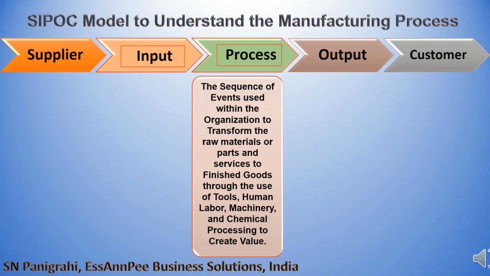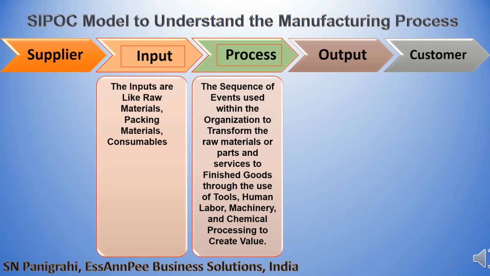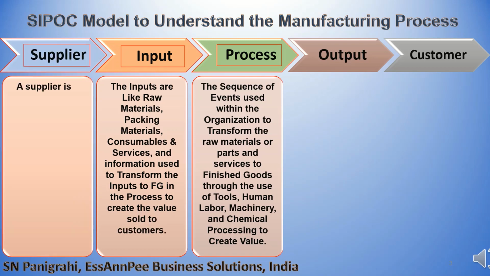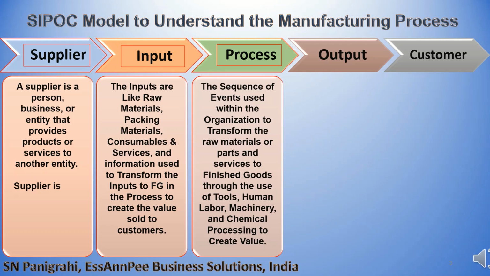Process needs inputs. The inputs are like raw materials, packing materials, consumables and services, and information used to transform the inputs to finished goods in the process to create the value sold to customers. Inputs are supplied by a supplier. A supplier is a person, business, or entity that provides products or services to another entity. Supplier is also called a vendor.